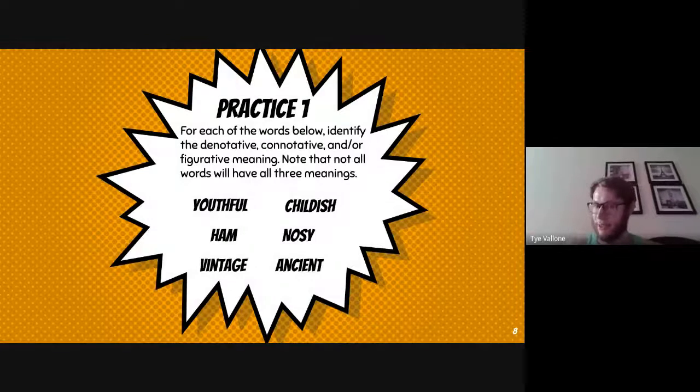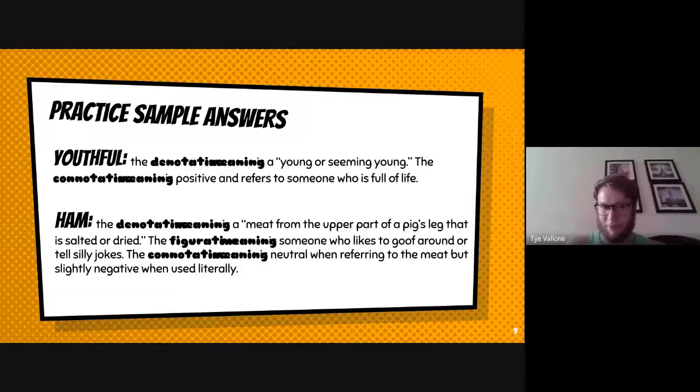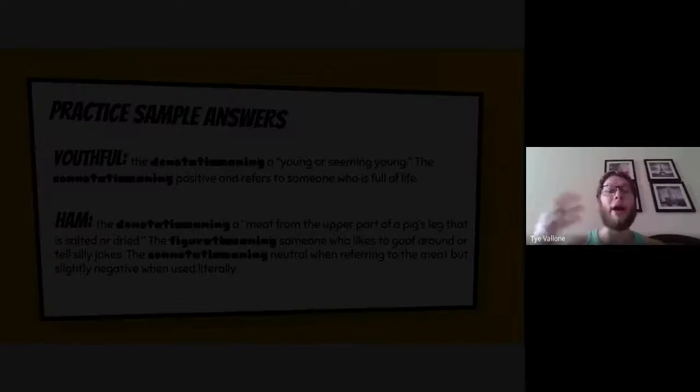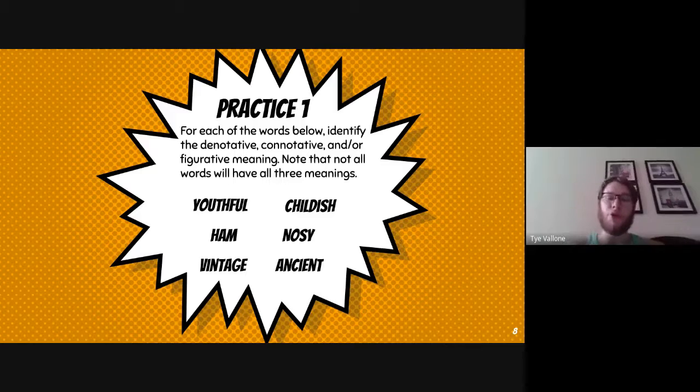So here's some practice with this, all right? We have a couple of words here, right? Let's look at two specific ones, youthful and ham, right? The denotative meaning of youthful is young or seeming young. The connotative meaning is positive and refers to somebody who is full of life, right? The flip side would be childish, okay? If I called you youthful, again, that'd be almost like a compliment. Oh, you're youthful, you have a lot of energy, you seem young.